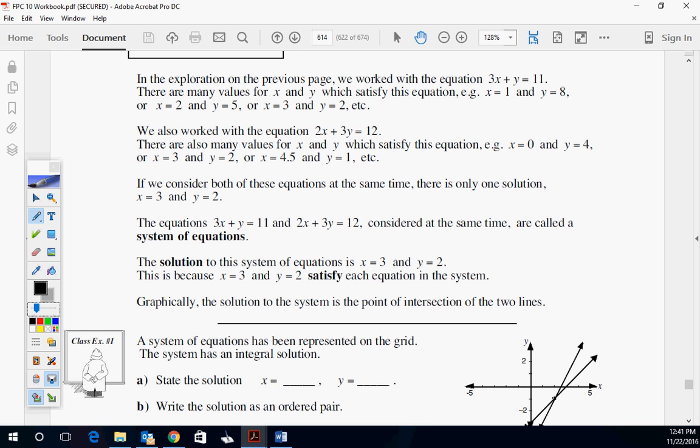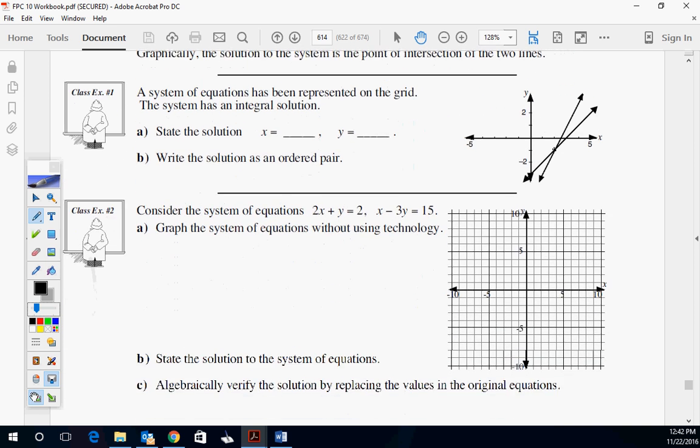Okay, our solutions, what we just talked about, we just tested this. The solution satisfies both equations. So whatever our answer is, it has to work for both of them, not just one. That wouldn't make sense. Okay, all right, let's look at this one.